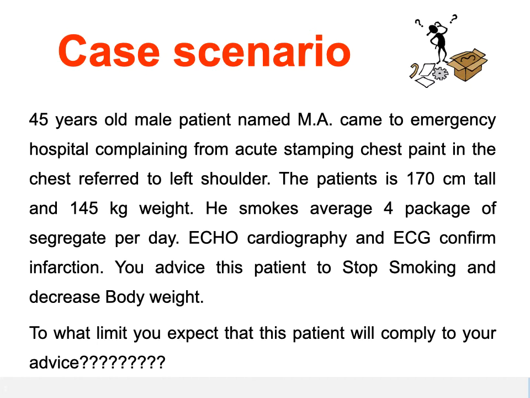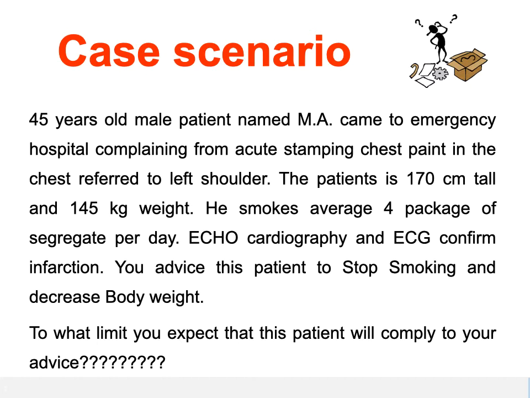You advise the patient to stop smoking and decrease body weight. These 2 objectives are very important to help this patient control his condition and prevent recurrence of this condition, which is very fatal. The question is, to what limit do you expect that the patient will comply with your advice? How can you expect whether the patient will comply with your advice or not?